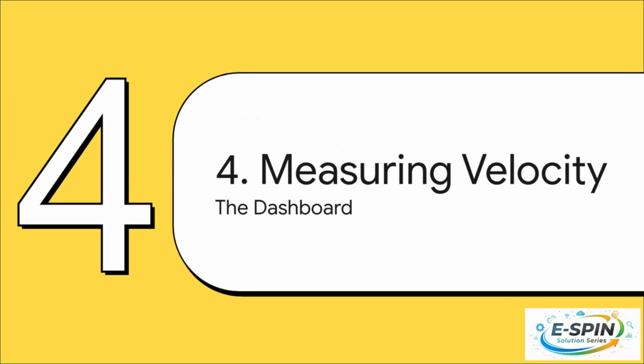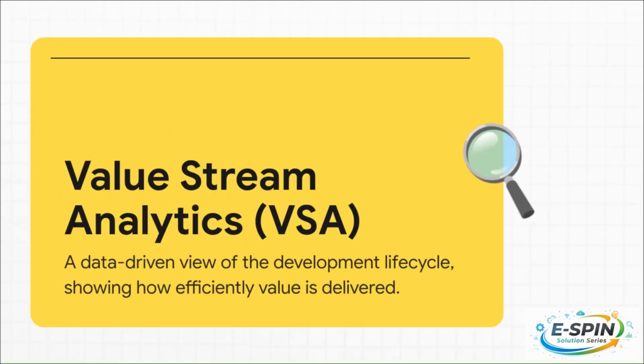Okay, so we're moving fast. We've got a powerful automated engine. We've got an AI copilot. Things are great. But here's the critical question. How do we know if we're moving fast in the right direction? For that, we're going to need a dashboard. This is where Value Stream Analytics, or VSA, comes into play. I want you to think of VSA as the main dashboard for your entire software factory.